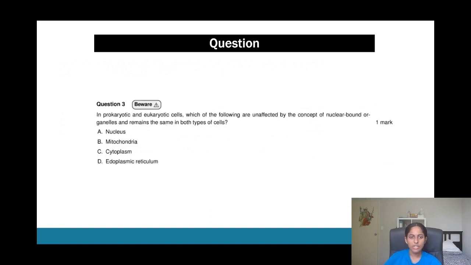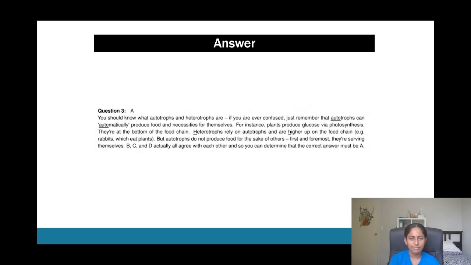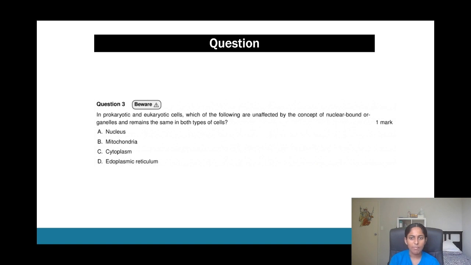Right, moving on to the next question. This is asking, in prokaryotic and eukaryotic cells, which of the following are unaffected by the concept of nuclear-bound organelles and remain the same in both types of cells? Pause this video and have a go at the answer. Hopefully you had a go at the answer. The correct answer option is A. And you can see here that, oh wait, actually.